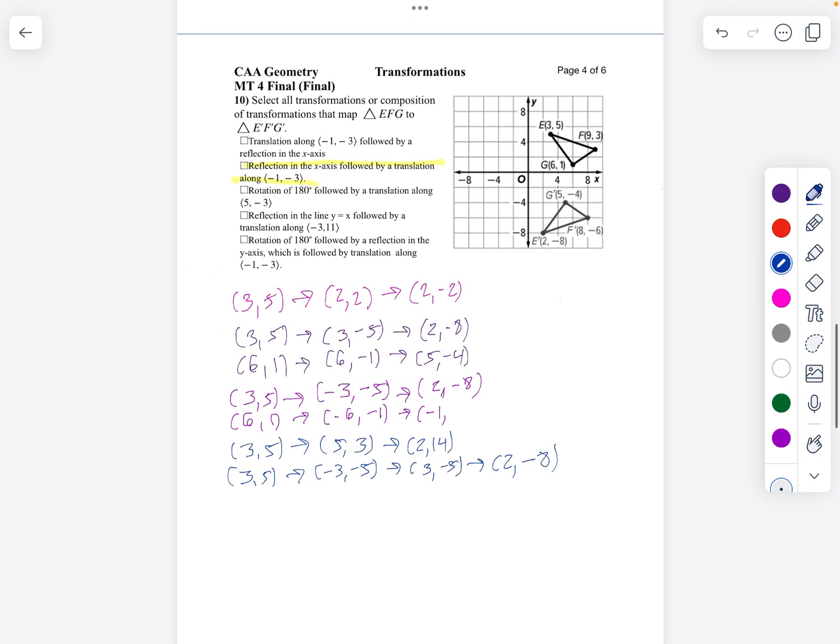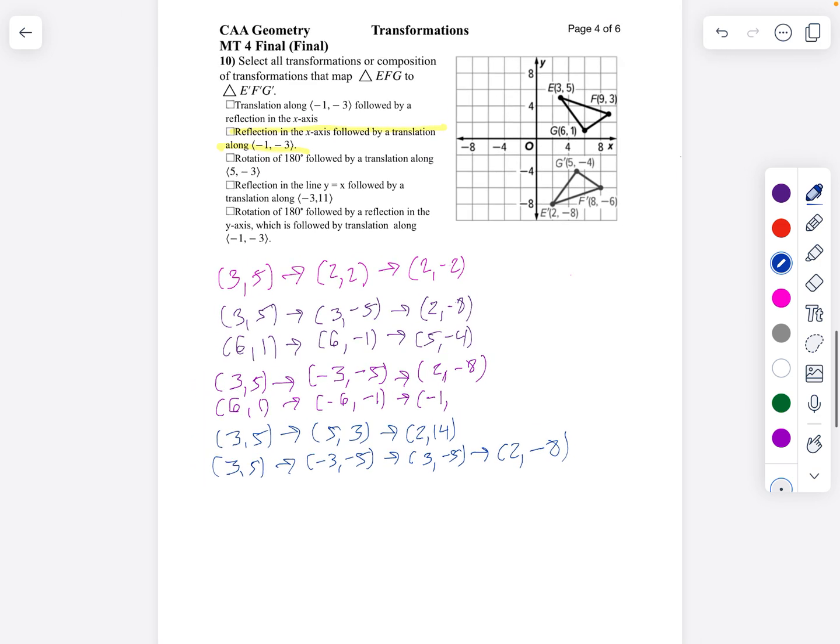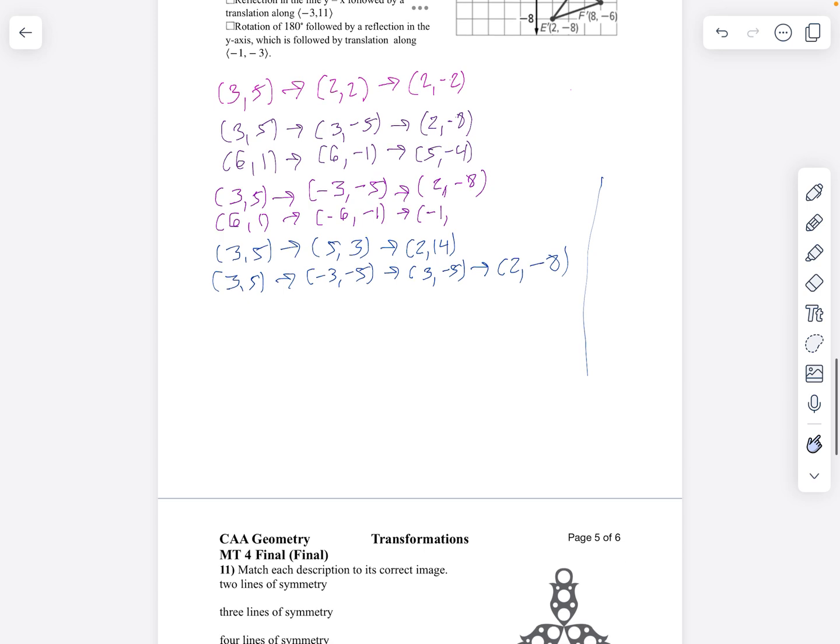Okay, and that third one was kind of tricky because it works on one point, but it doesn't work on the other, so that's not correct. But you got to show work. I don't care if you have the right answer or not. I want to see how you got that.